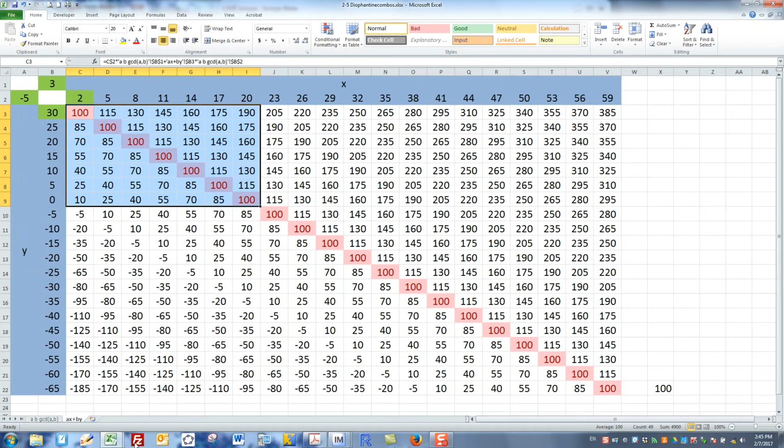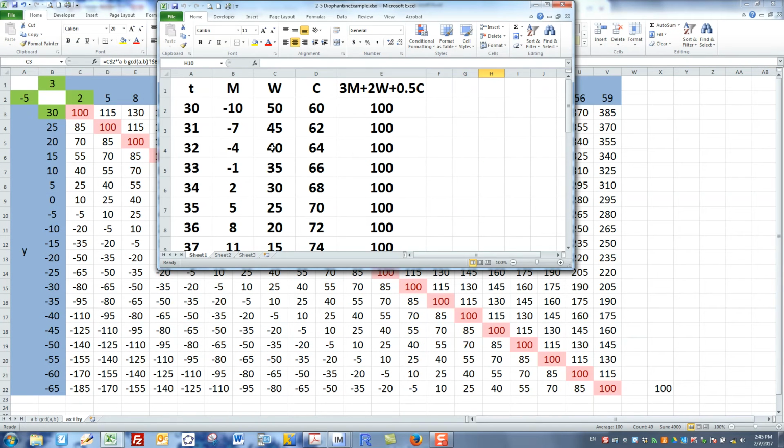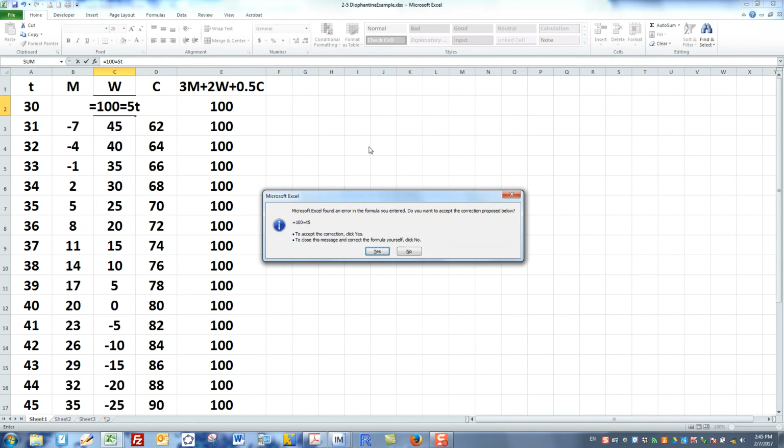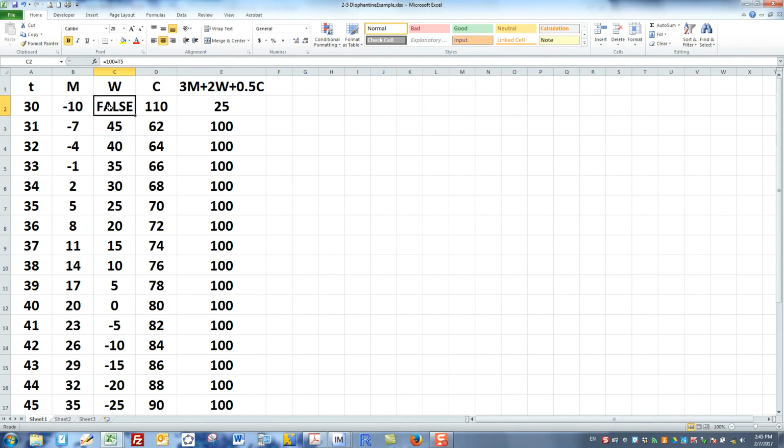Another way to check this would be to use Excel to create a table of solutions. So when t is equal to 30, here I've put the Diophantine general answer for men and women. So this would be 100 plus 3t, and this would be 100 minus, oh, that's actually wrong. So this should be equal to 100 minus 5t.